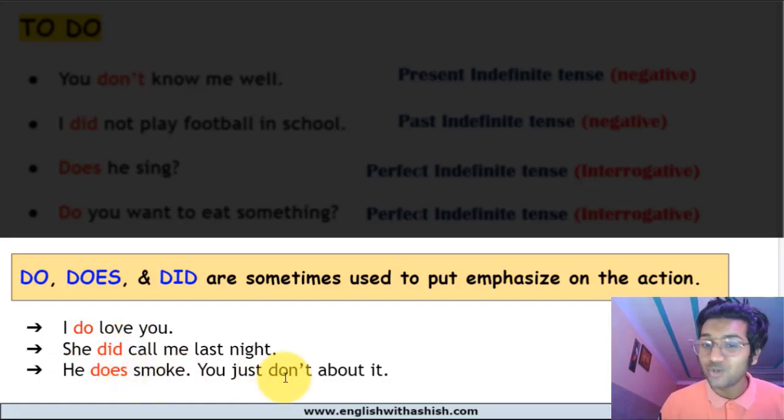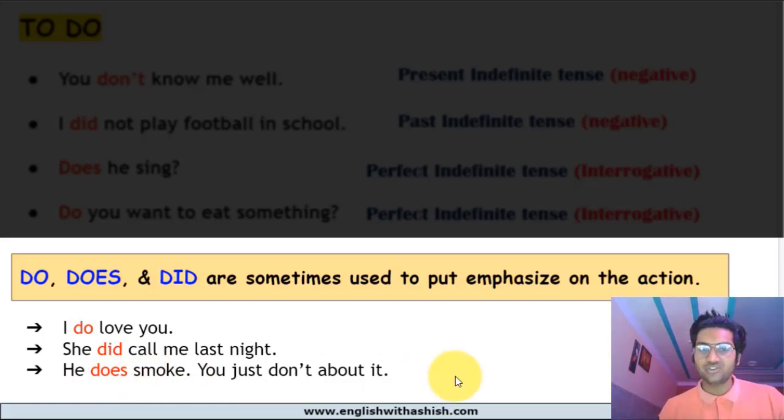He does smoke. You just don't know about it. He smokes. You don't believe me. He does smoke. So when you're using does, after that, you have to use the verb in the first form, in the base form. No s or es, right? He does smoke, he does call, he does dance, he does speak. Don't say smokes or dances or speaks, even though the subject is singular. The verb is not going to have s or es at the end of it because it's there in this word does. Okay, he does smoke, she does smoke, she does study, something like that.